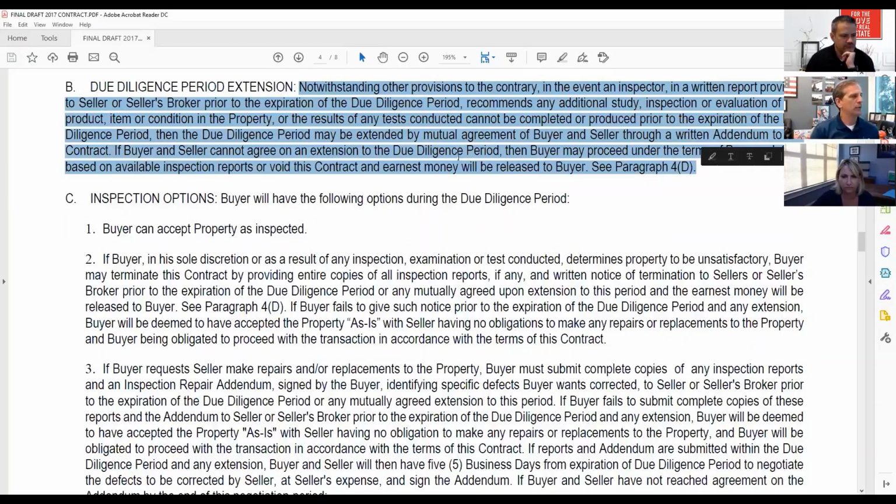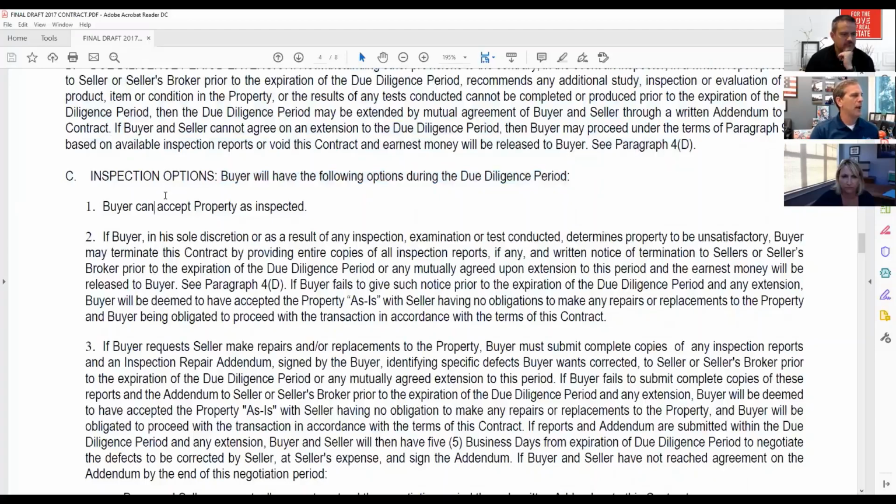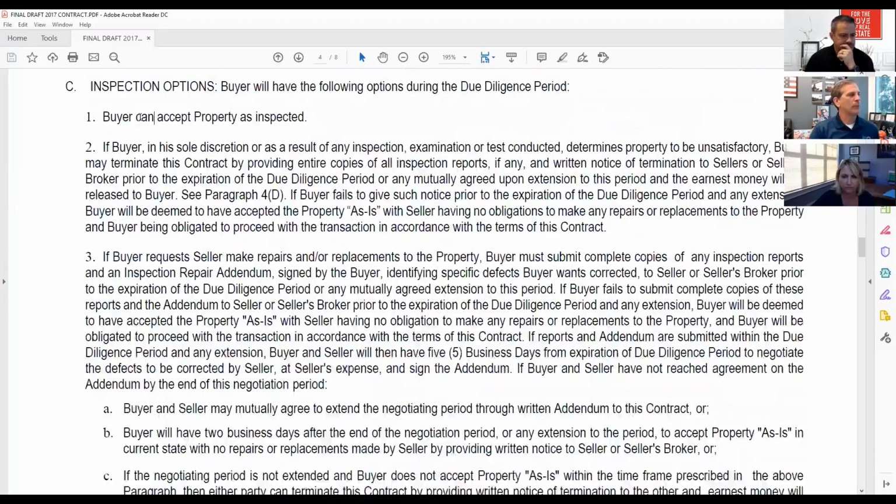During this due diligence period, the buyer has a couple of options. The first option is, during my due diligence period, I can say, I accept the property, I finished my due diligence, I'm good to go.